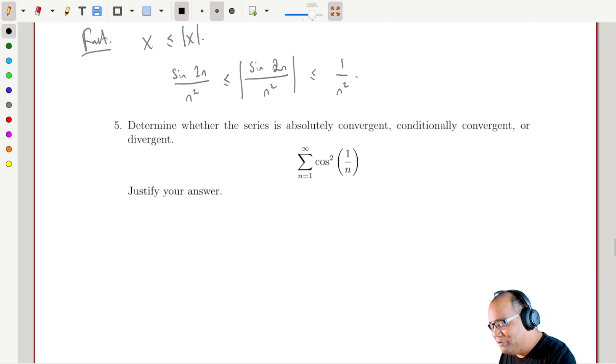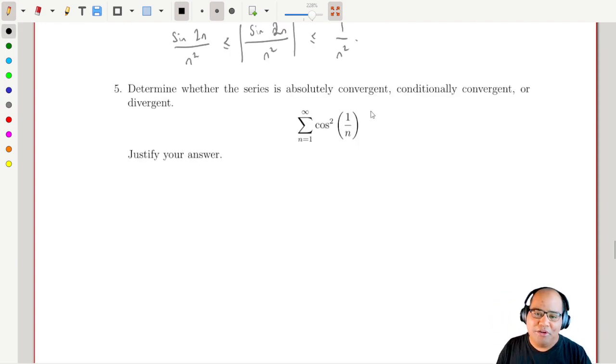Now let's look at this one here. Cosine squared of 1 over n. Again, this is not one where we can just go ahead and use the alternating series test because I don't have a (-1) to the n or an n plus 1 power or something like that. But take a look here. I have the sum of the squares of cosines. Well, the squares are all positive, so this isn't even an alternating series. But something looks really fishy here.